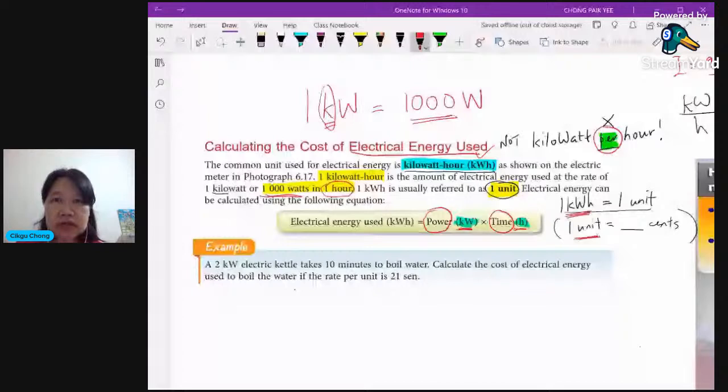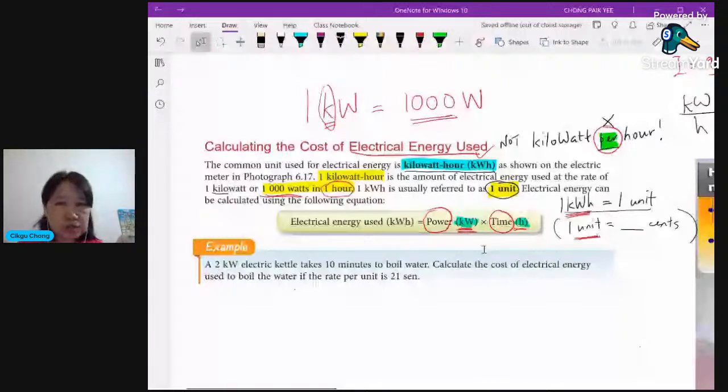Okay, so let's look at examples. Now, again, I repeat, 1,000 watt is considered 1 kilowatt. But for using this formula, you have to put kilowatt. You cannot put watt here. So remember, in this calculation, for power, it has to be kilowatt. Otherwise, your answer will be wrong.